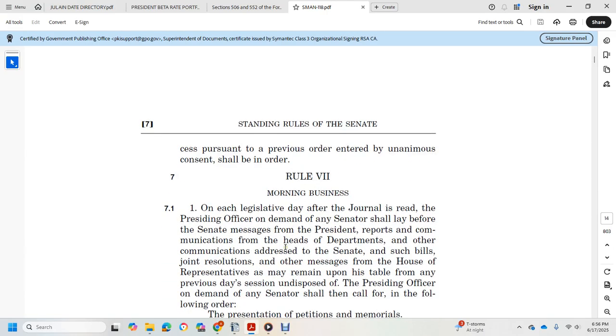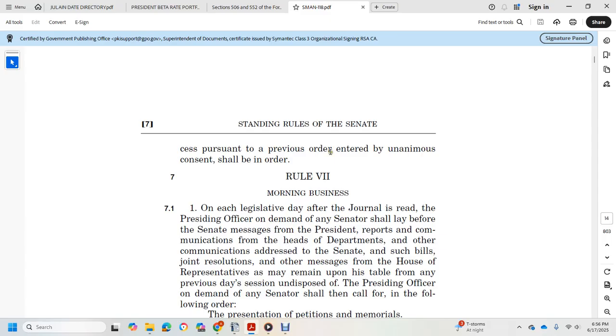On each legislative day after the journal is read, the presiding officer, at the demand of any senator, shall lay before the Senate messages from the President, reports and communications from the heads of departments, and other communications addressed to the Senate, such bills, joint resolutions, and other messages from the House of Representatives as may remain upon the table from any previous day's session undisposed of.